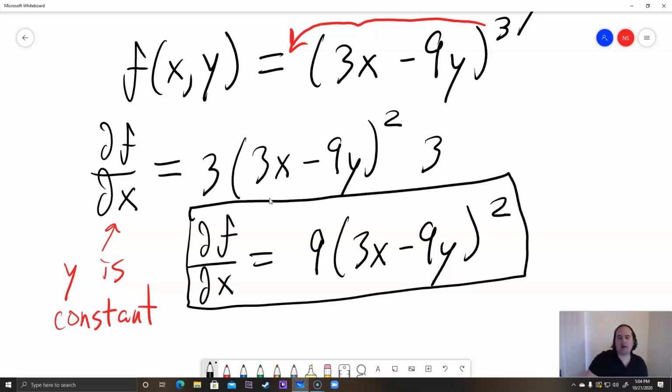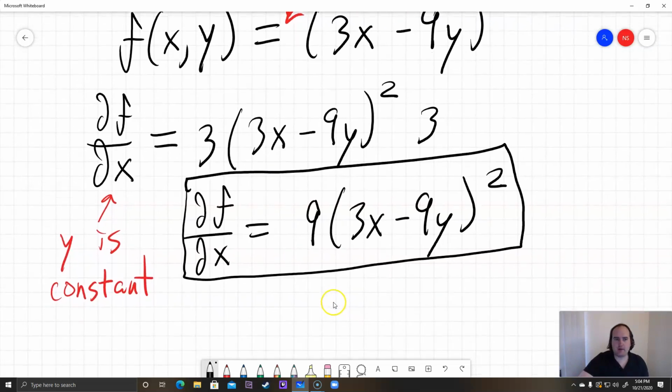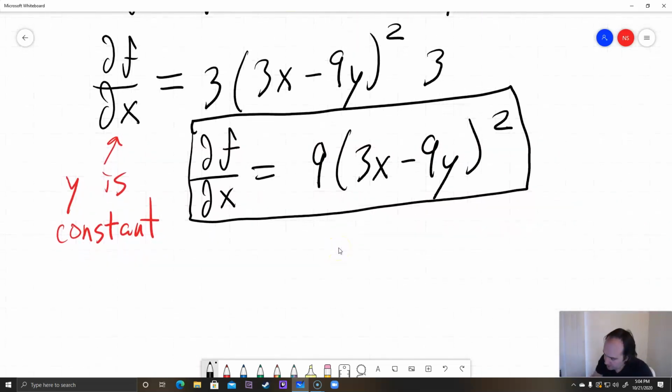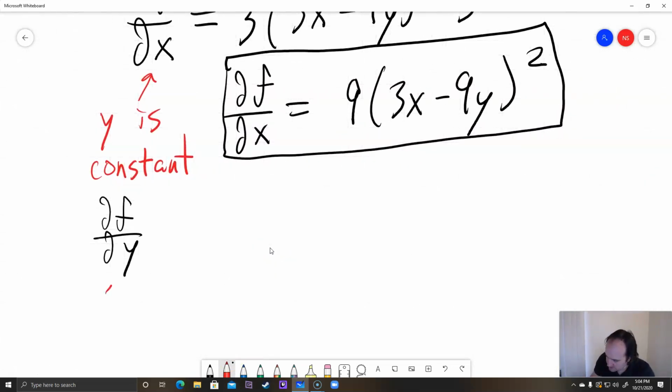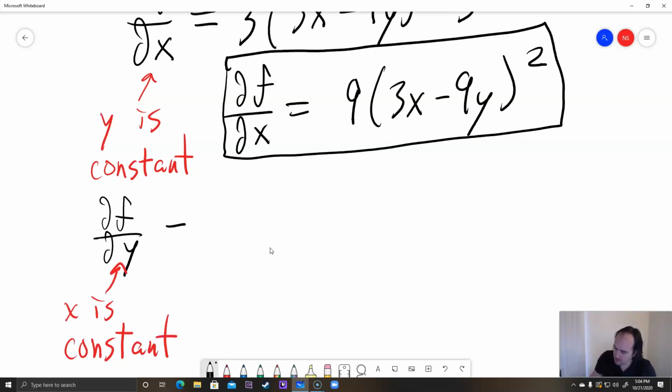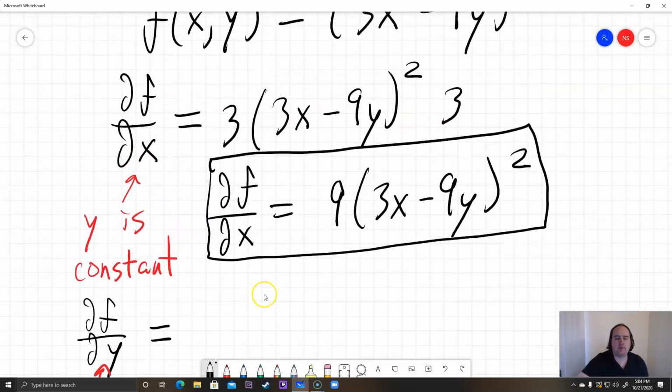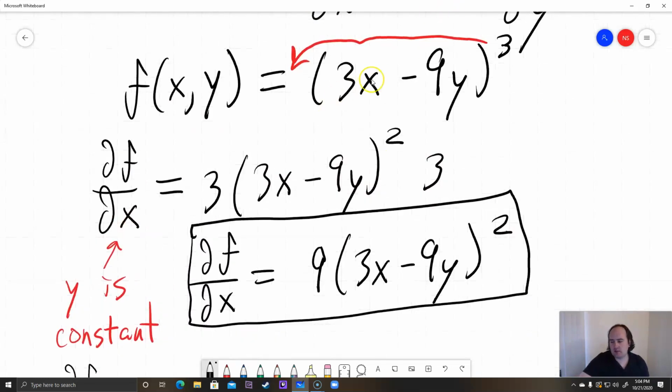And then the next thing we need to find is partial f, partial y. So for partial f, partial y, the other variable is going to be constant. In this case, since the only other variable is x, that means x is treated as a constant. So once again, we're going to have to use the chain rule. And remember, with the chain rule, you take the derivative of the outer function, inner function left alone, and then you multiply that times the derivative of the inner function.